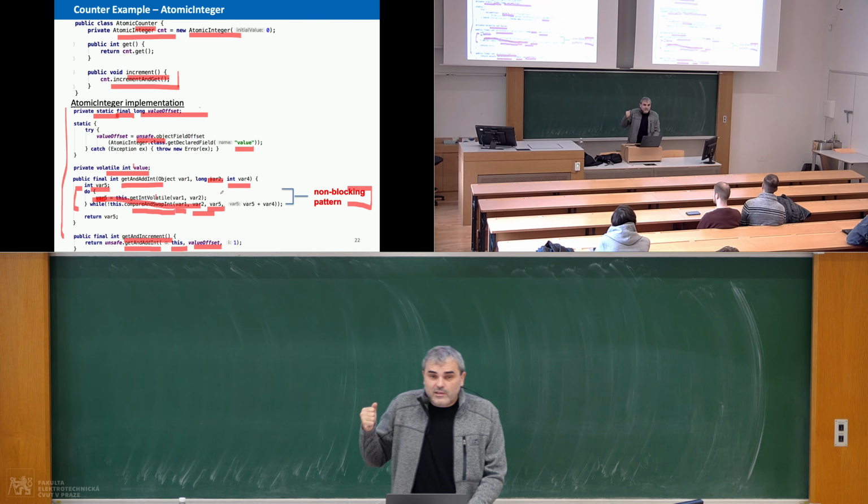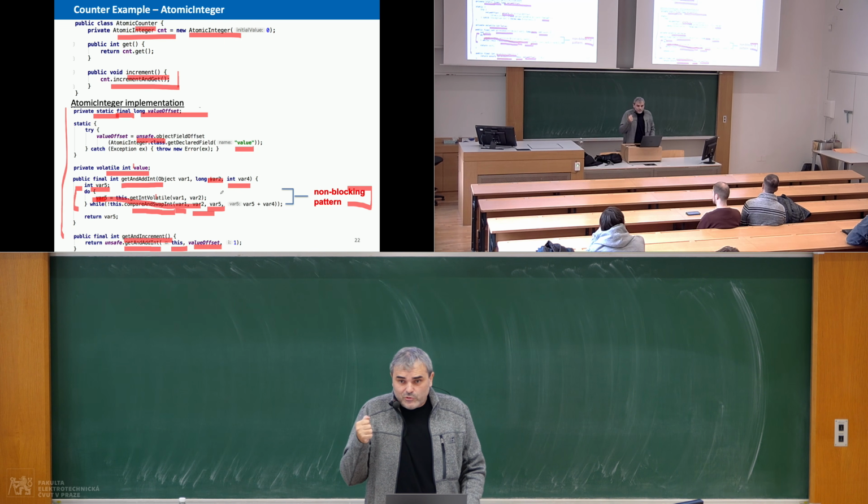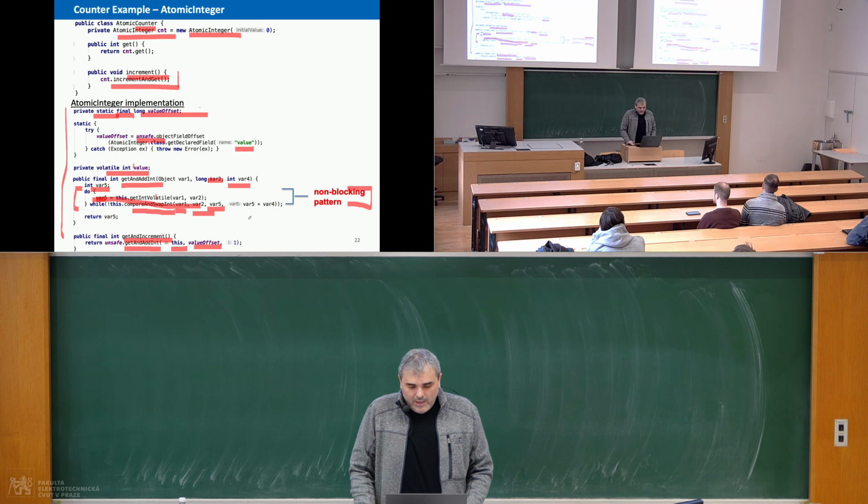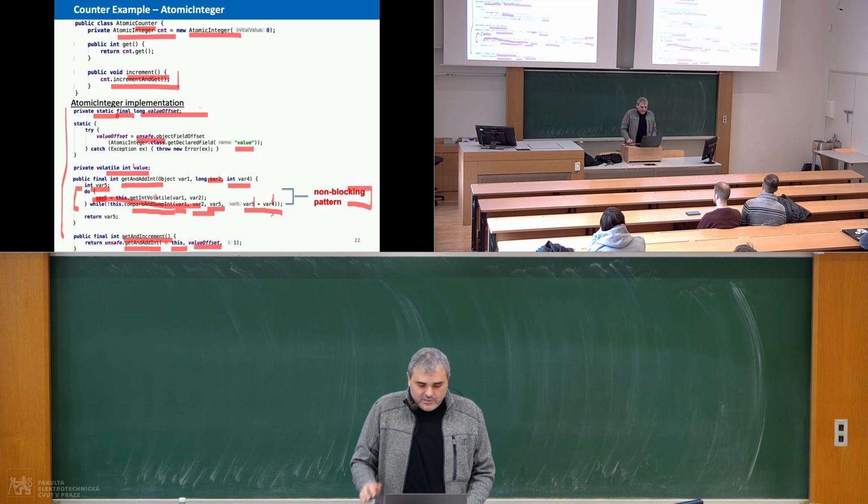We are expecting that on that memory address there is still the value which we read previously. And if it is there, we are writing that value increased by the provided argument, which is 1 if we do an increment. So if there was, for example, number 5, this is 5 and this is 6 then. And this returns a Boolean. If it succeeds, it returns true, this cycle ends, and we are done. If it fails, it returns false, and the cycle is repeated again.